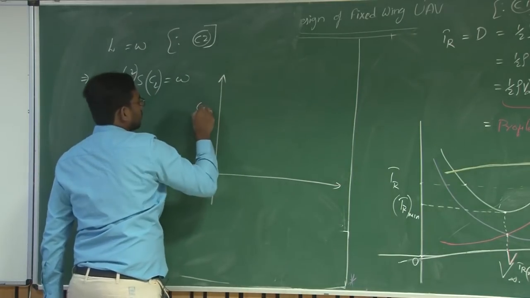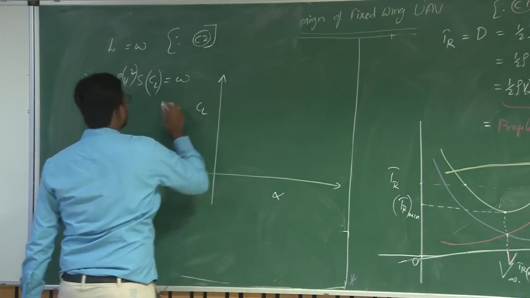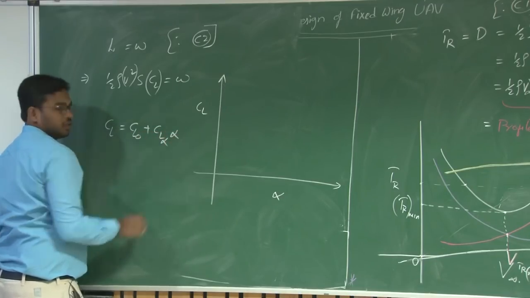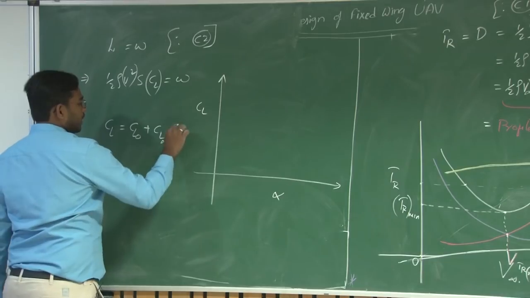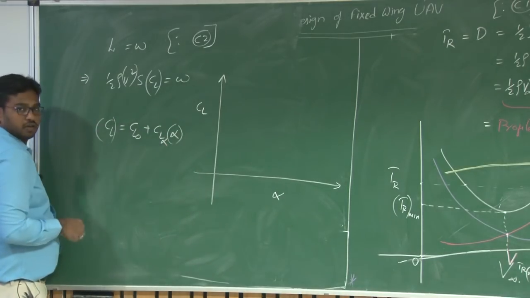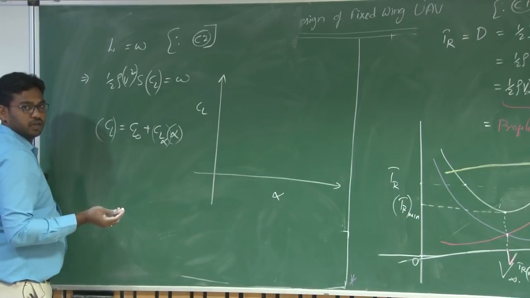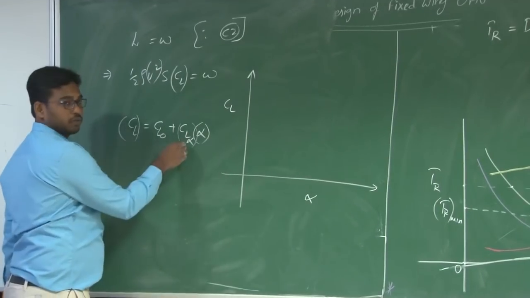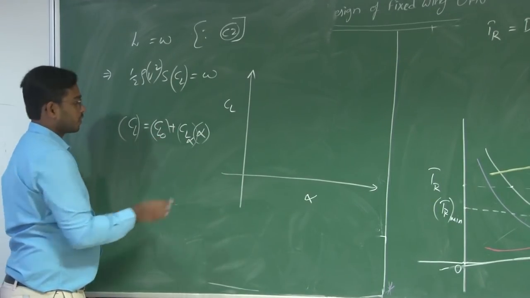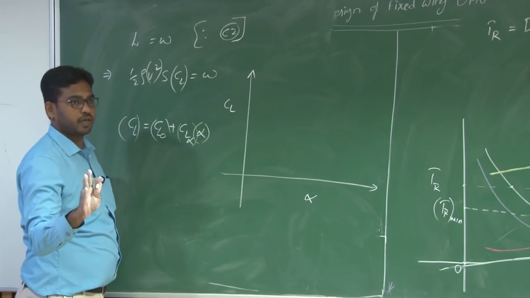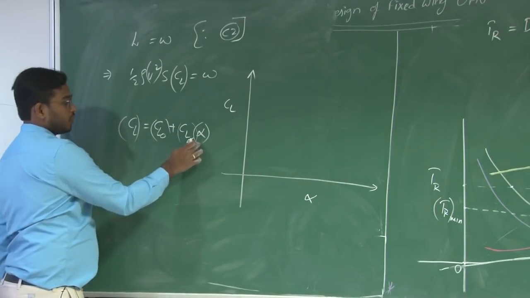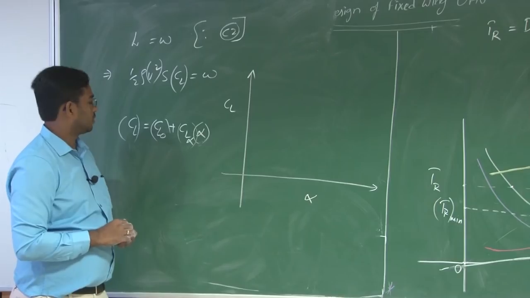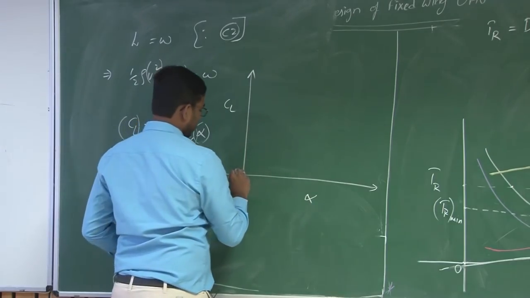Say CL versus alpha. How can we achieve different CL? We know CL equals CL naught plus CL alpha into alpha in the linear regime. So with maximum alpha, you will get maximum CL, because CL alpha is constant for a given wing. Once you have an aerofoil and you have made the wing out of that aerofoil, then CL alpha remains constant and CL naught is constant again. So alpha is the variable here. You can trim at different angles of attack and achieve different CL. So what is the maximum alpha that you can fly? The answer is the stall angle of attack, right?